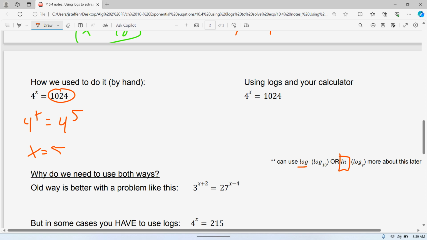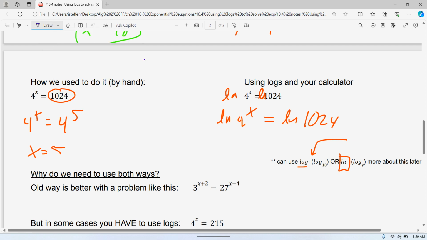I'm going to take the natural log of both sides. So I represent that with an ln. If you want to use log base 10, you can, if that one's easier. I use natural log because tomorrow we're going to do something where we're going to use natural logs more, so I would rather just get you started with that. But again, technically you can do what you want as long as it's the same base. So now we're left with the natural log of 4^x is equal to the natural log of 1024.